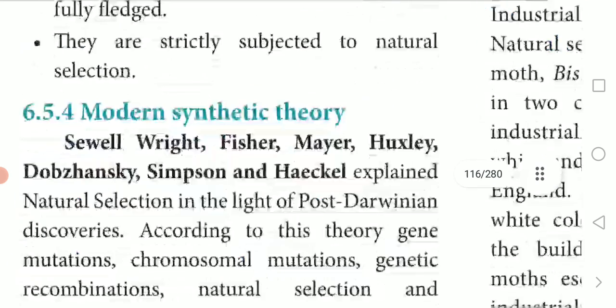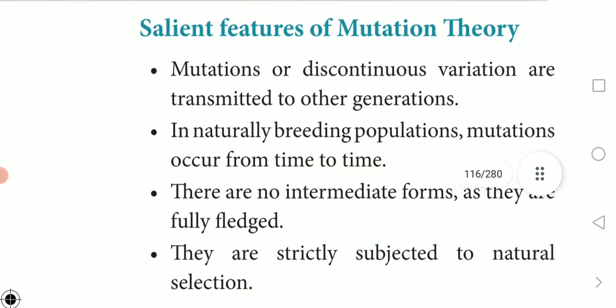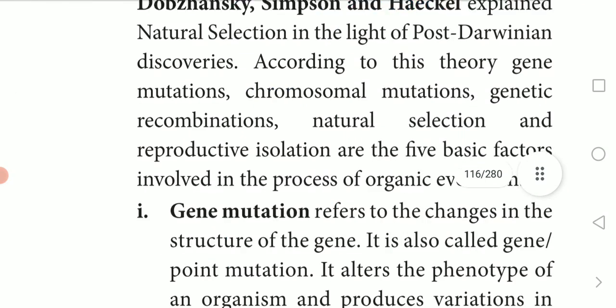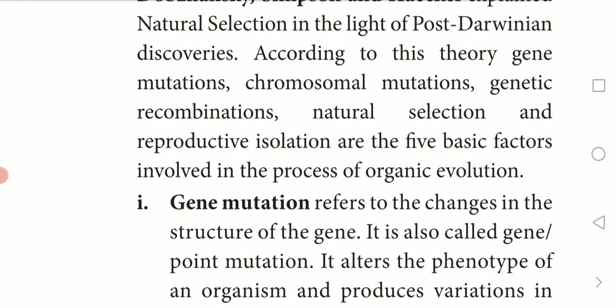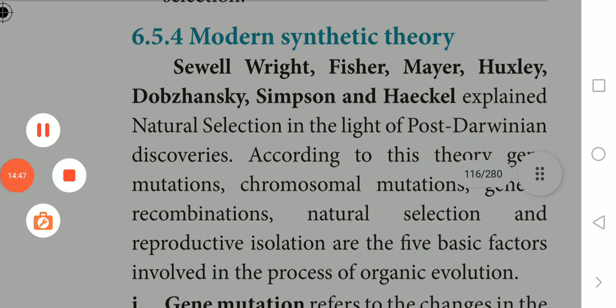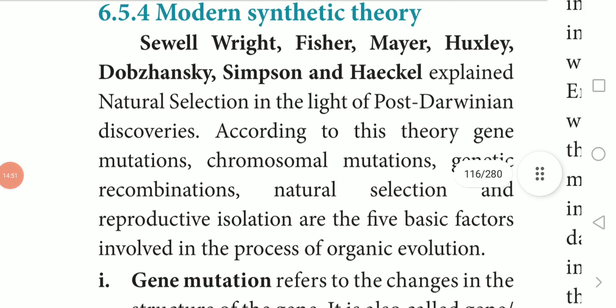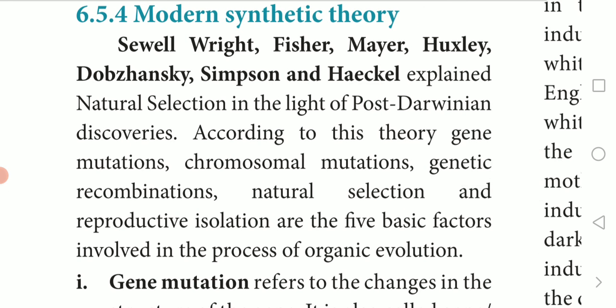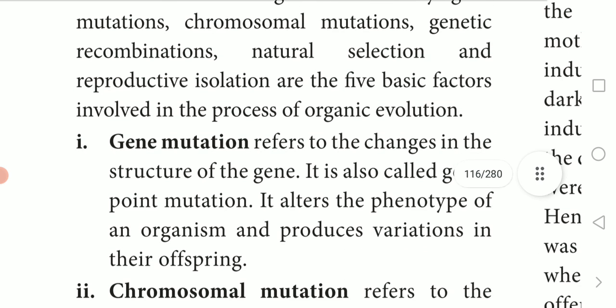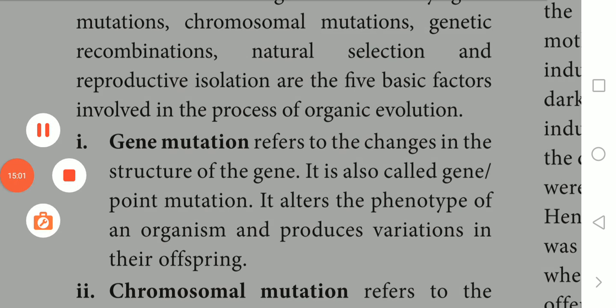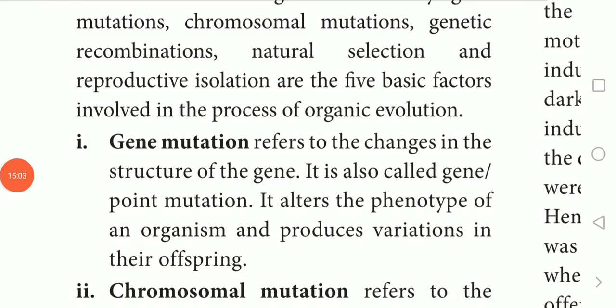Then artificial selection. The next topic is artificial selection. We'll see it in the next class. Today we have seen natural selection, what is natural selection, industrial melanism, and also reproductive isolation, genetic recombination, and the modern synthetic theory. All these things we have seen, along with the salient features of the mutation theory. Just go through it today itself.